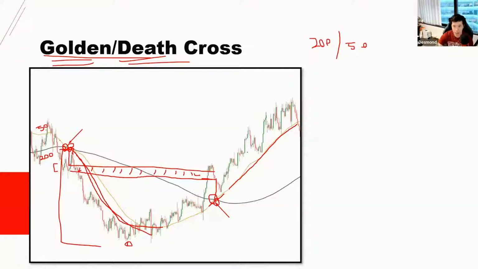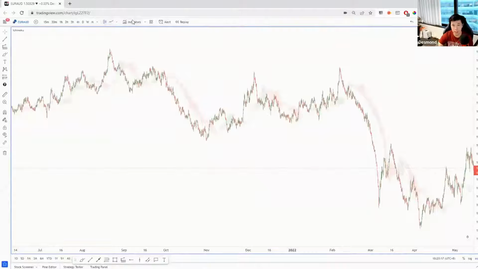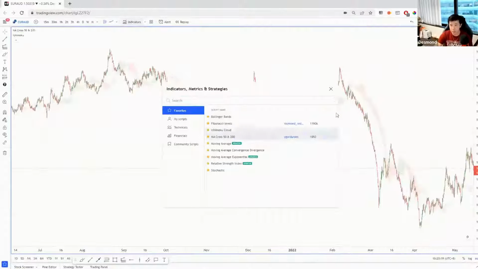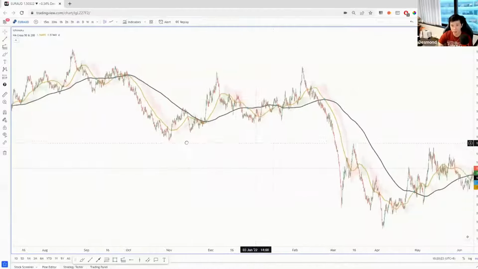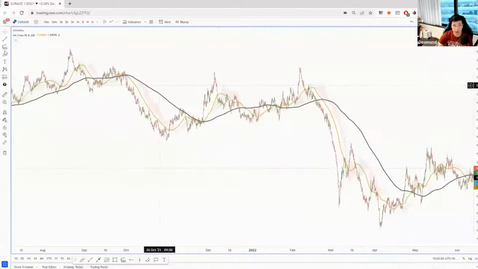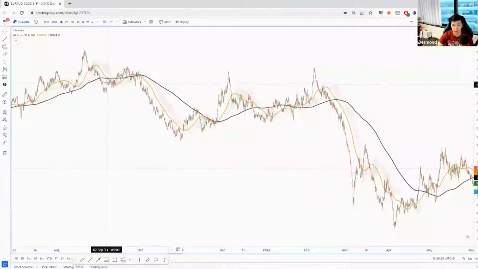Okay, now golden and death cross, right? How we can actually look at some of the golden and death crosses here. So I have an indicator that just loads the MA 50-200. You can see it works out well most of the time, right? The downside of this is there are false signals, right? You could have something like this.